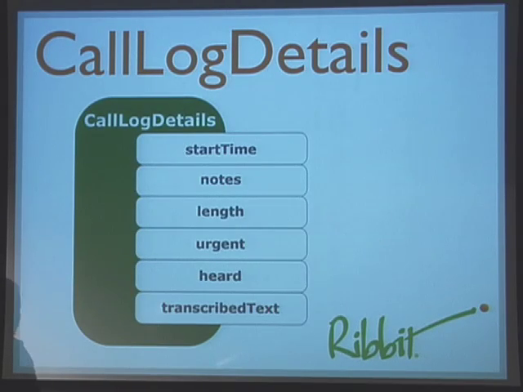Heard, of course, once again, that's the flag that tells whether the message was heard or not. So again, new messages could come into that data grid, and you could render them as bold, and once they're heard, not bold. And then of course transcribed text, which is probably the coolest one of all.